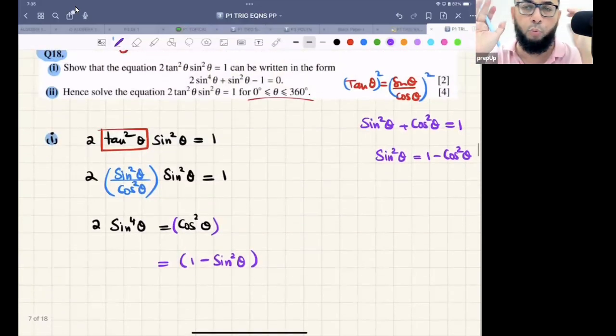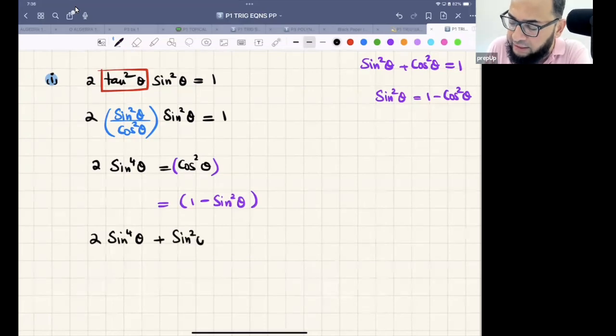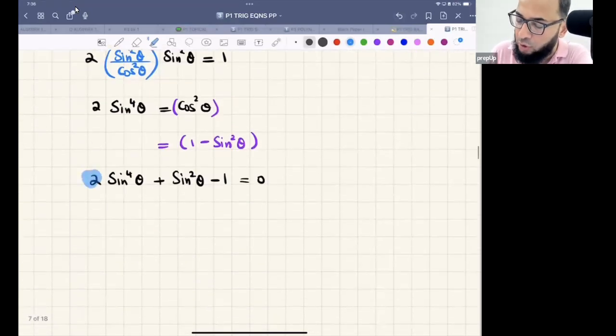Just have a good look at what I've done. I have used two identities. Tangent is sine over cos, so tan square is sine square over cos square. I cross multiplied, I used the identity, the last one in purple, I replaced cos square theta with 1 minus sine square theta. Now transfer all the terms to the left hand side. So this is 2 sine power 4 theta plus sine square theta minus 1 equals 0, and this is what you have obtained. So let me highlight this. The first part is all done, all clear.